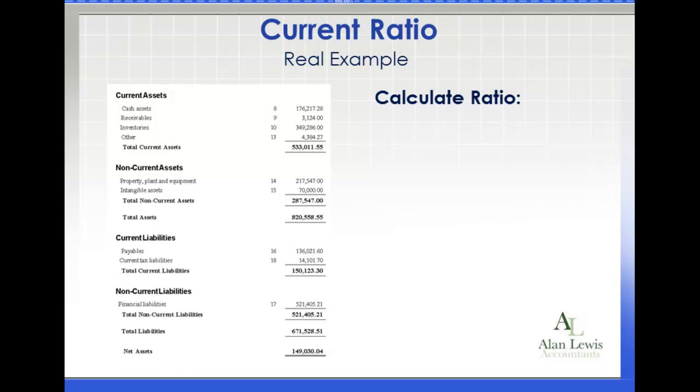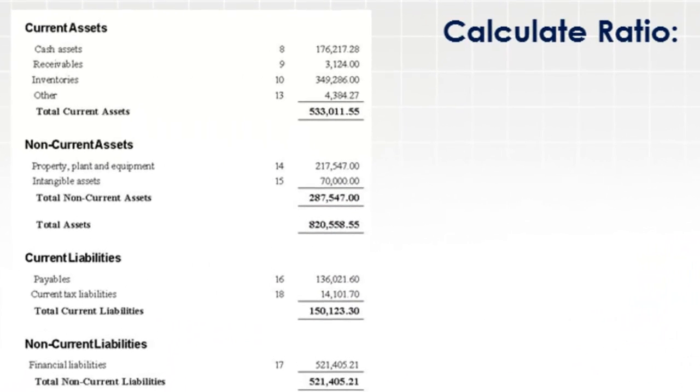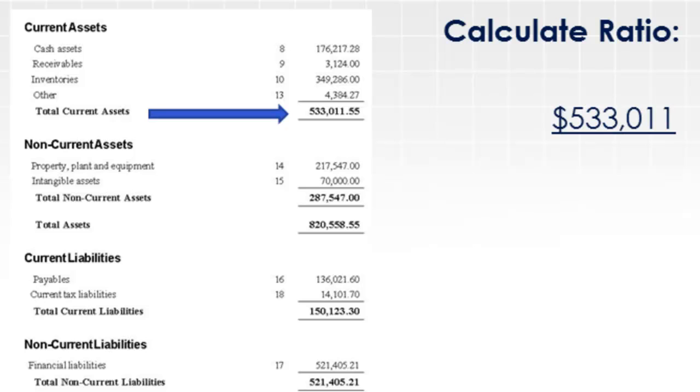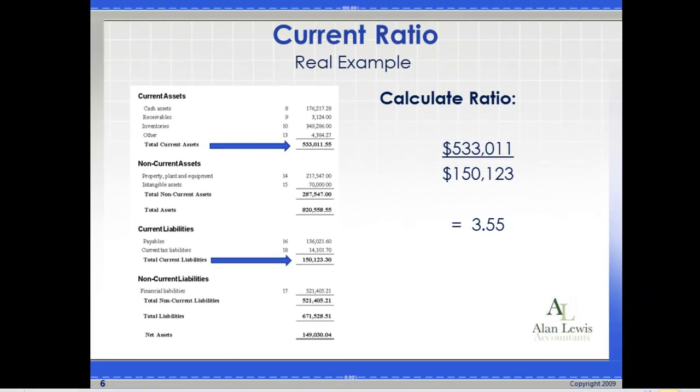Looking at them more closely, we can see that he has assets made up of cash, some debtors, a bit of stock, and other things there as well. Those other things are actually prepaid borrowing expenses. His liabilities are made up of some creditors and some tax liabilities. We're interested in the total current assets, and we're going to divide that by the total current liabilities. This gives our retailer a current ratio of 3.55.